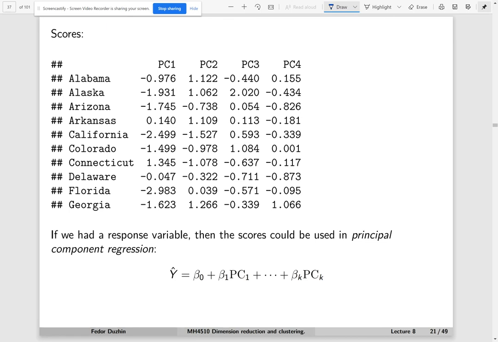So sometimes using these principal components instead of the original variables, especially when there are a lot of original variables and when there is a lot of multicollinearity, can help to improve both interpretability and accuracy of linear regression.